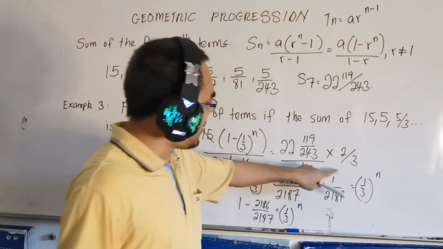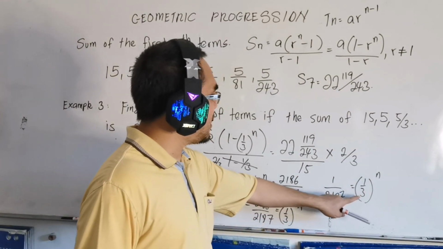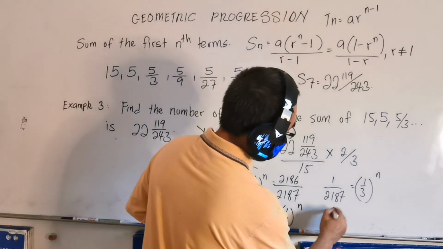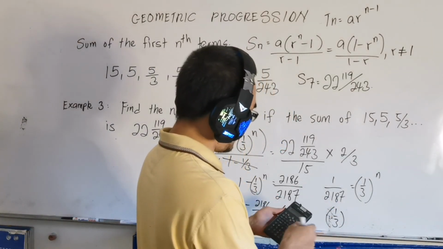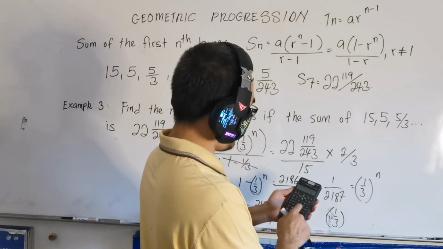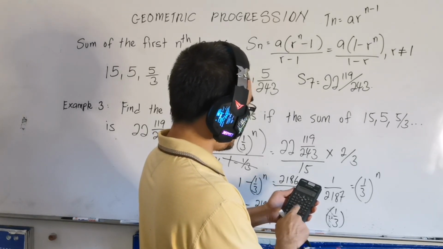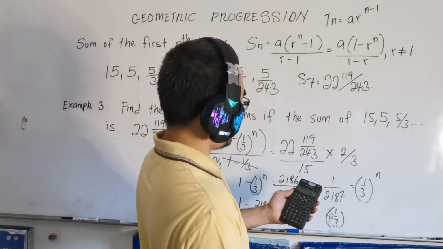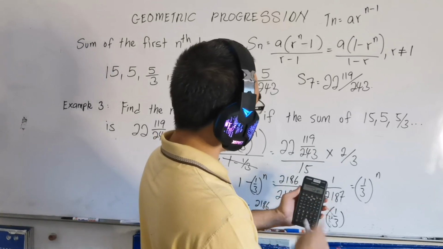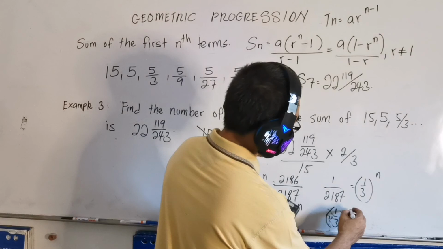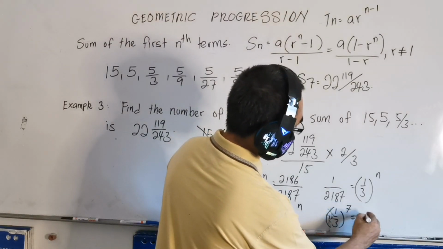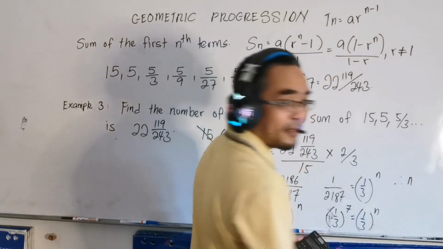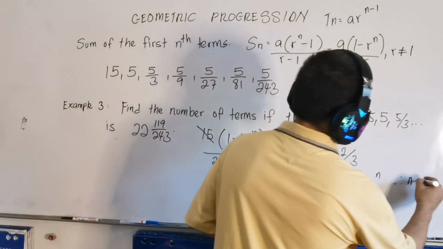This value can be changed to make it an equal base like 1 over 3. This one is 1 over 3 to the power of what? So we try: inside a bracket, 1 over 3 to the power of 7 is 1 over 2187. So this is power of 7 equals 1 over 3 to the power of n. Therefore n equals 7.